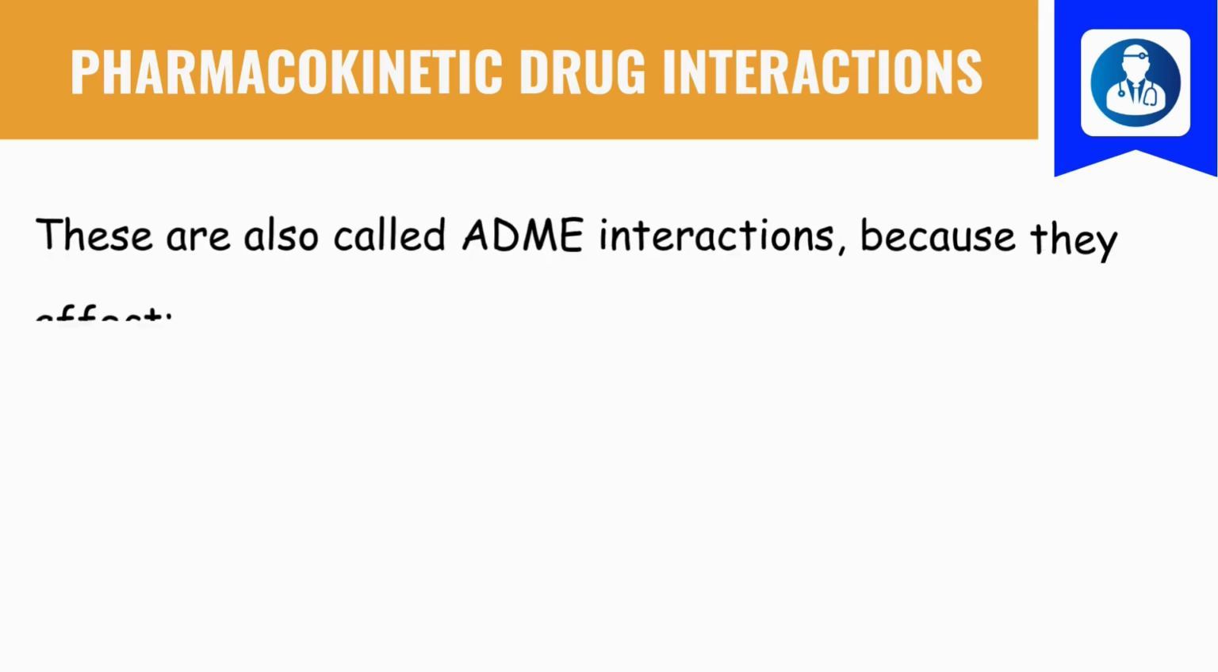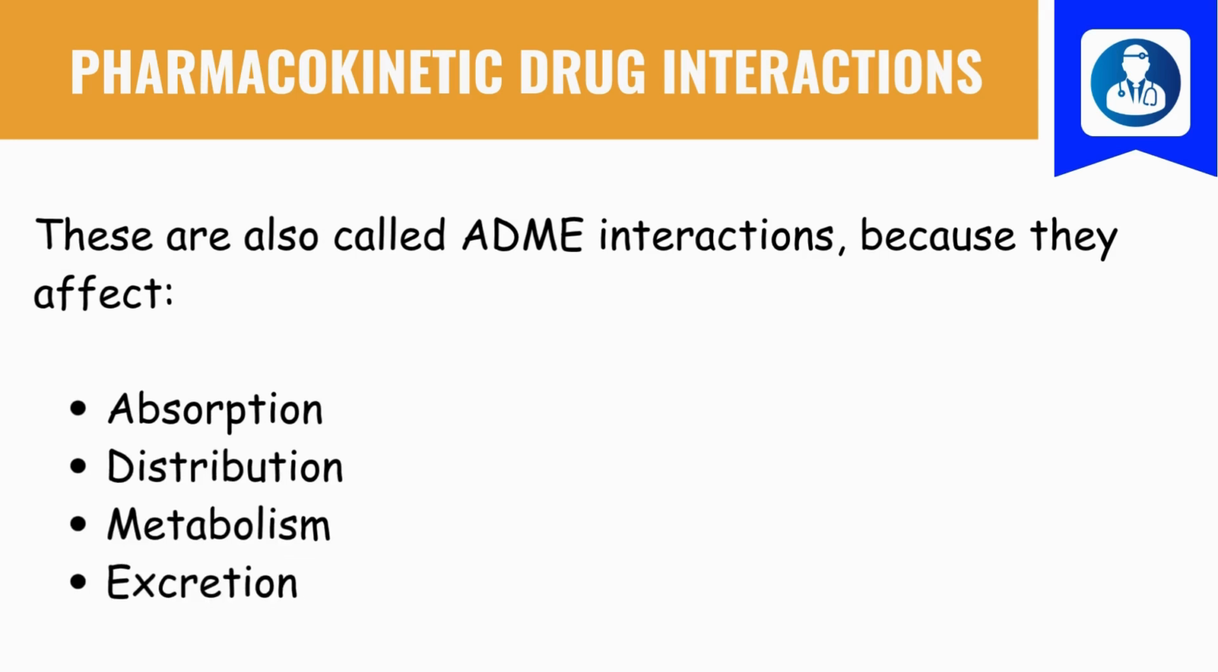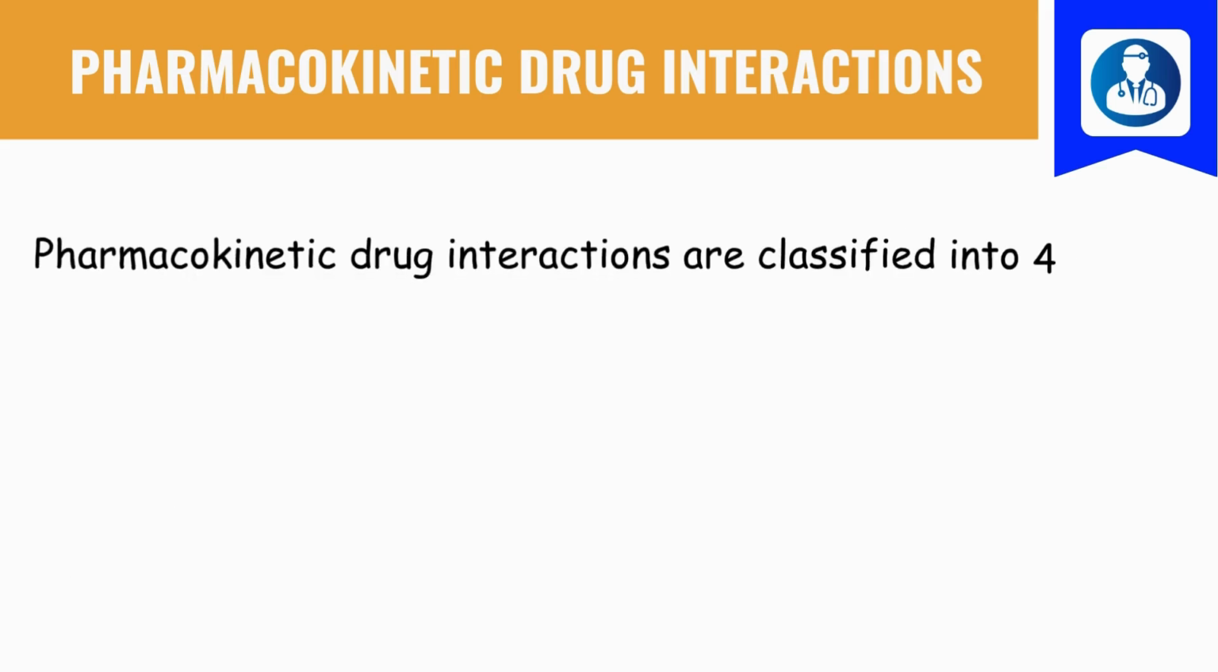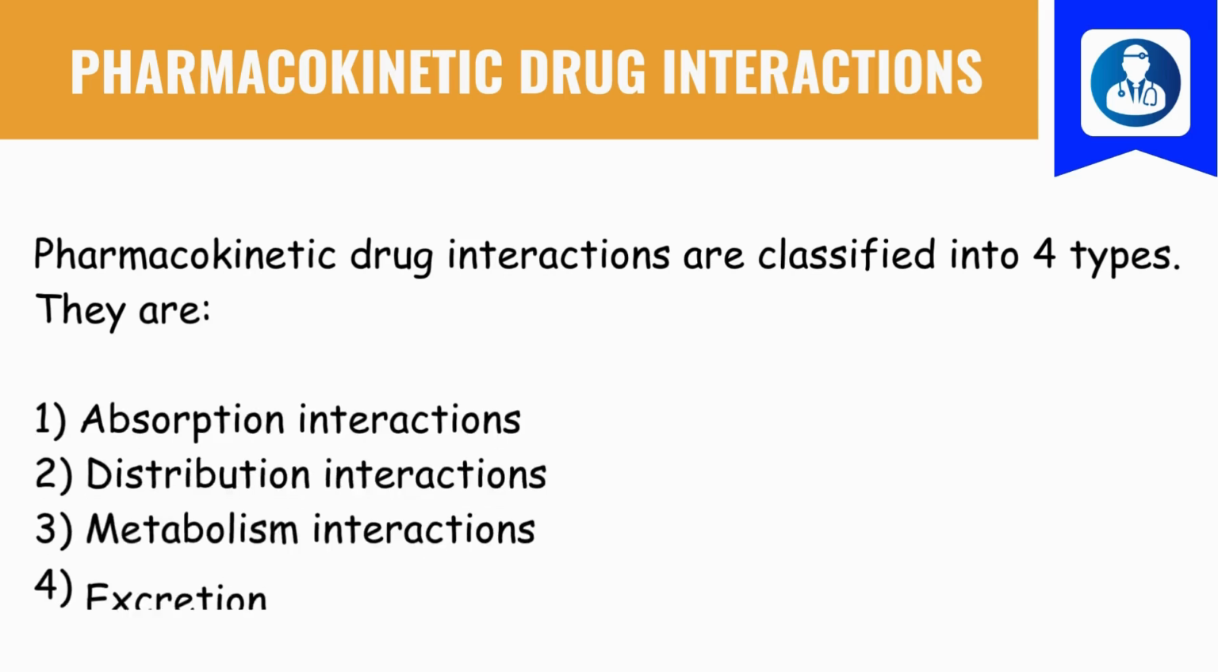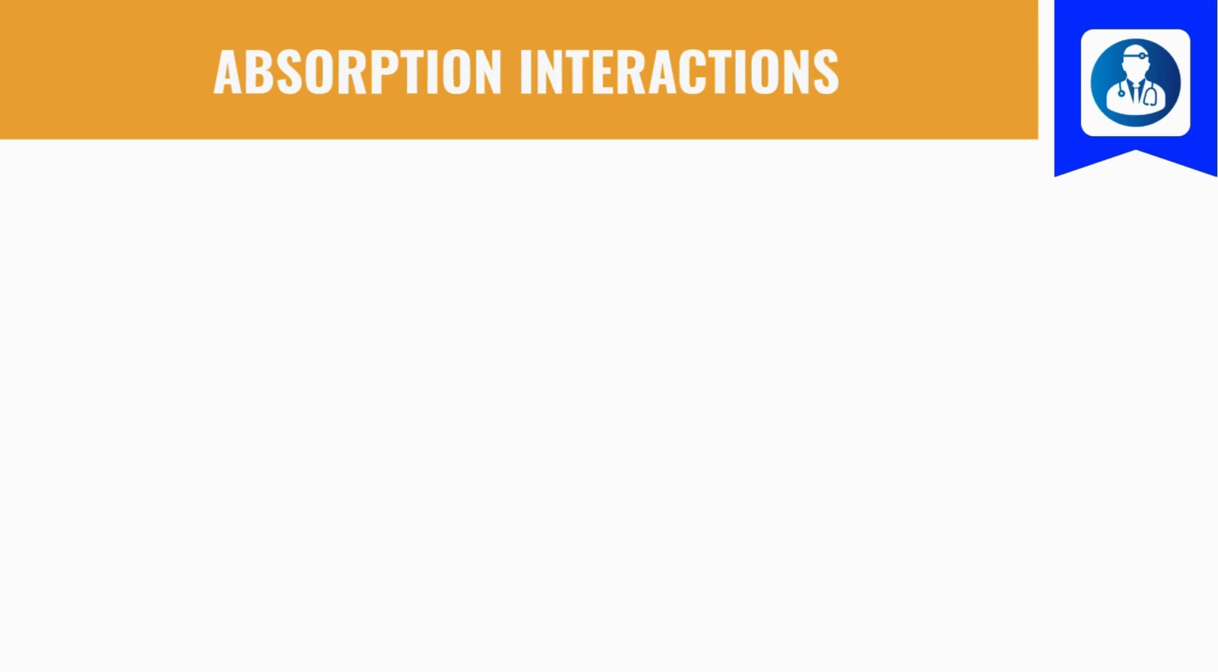These are also called ADME interactions because they affect absorption, distribution, metabolism, excretion. Pharmacokinetic drug interactions are classified into four types. They are absorption interactions, distribution interactions, metabolism interactions, excretion interactions. Now, let's look at these interactions one by one. Let's now explore the first major type of pharmacokinetic drug interaction, absorption interactions.